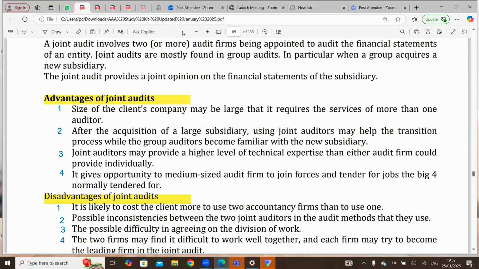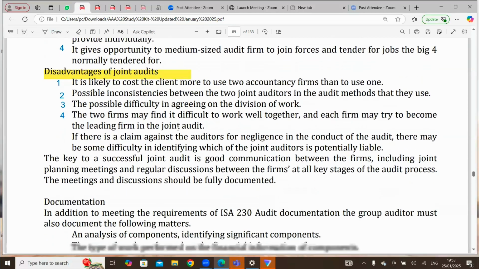And then the fourth one we have is that it gives opportunity to medium-sized audit firms to join forces and tender for jobs the big four normally tender for, okay? Because I know that it's more than one person that they will choose, and because of the price point of the big four, they also want to consider getting a small audit firm to work on this audit too. Those are the advantages of joint audits. Basically, the advantage of the clients, right? And also giving smaller firms an opportunity to actually work on engagements that they would ordinarily not have worked on, okay? Now we have disadvantages of joint audit.